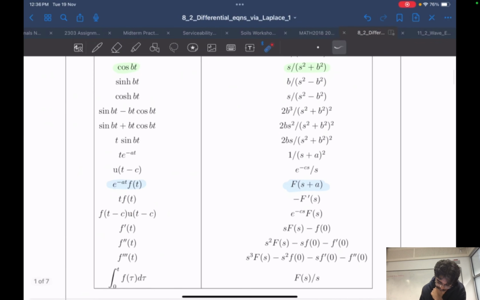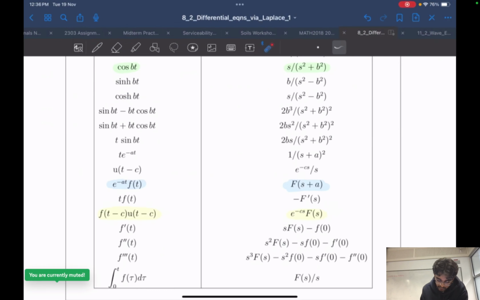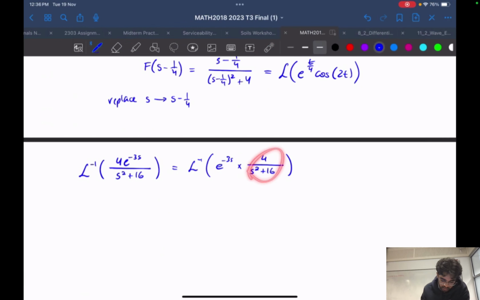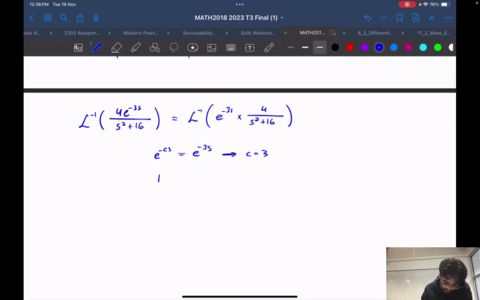My first thought is to take a look at this one over here, this Heaviside function. So we have e to the minus cs over here, and we also have an f of s over here. So I'll just say e to the minus cs is equal to e to the minus 3s. Therefore, our c is equal to 3. And our f of s is equal to 4 all over s squared plus 16.